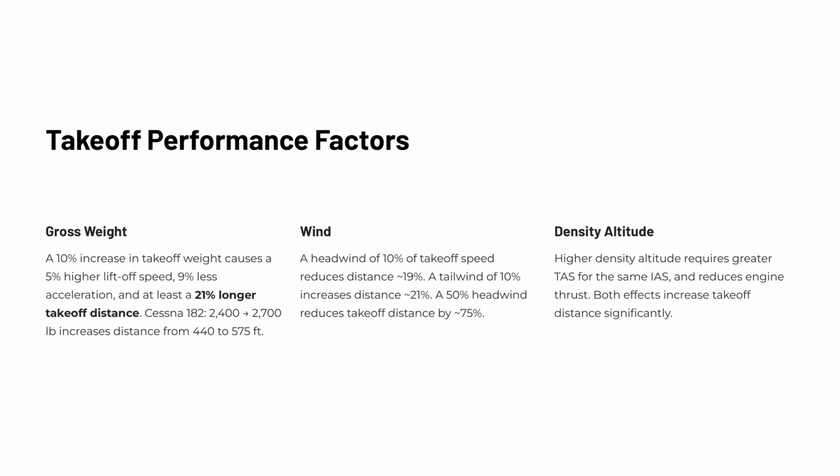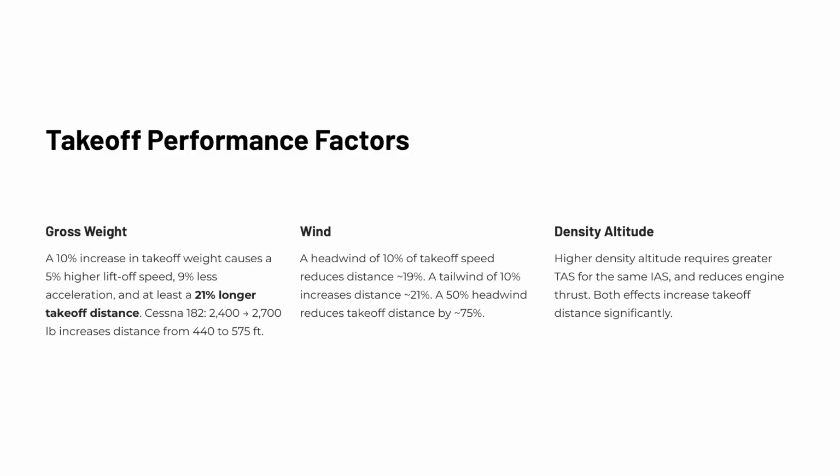Wind is equally significant. A headwind equal to just 10% of your takeoff speed reduces the required distance by roughly 19%. Conversely, a tailwind of the same magnitude increases your distance by about 21%. A strong 50% headwind can cut your takeoff roll by as much as 75%. Always know your wind direction and magnitude before committing to a runway.